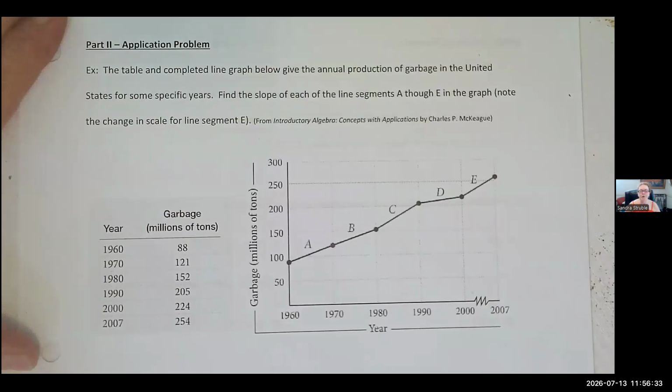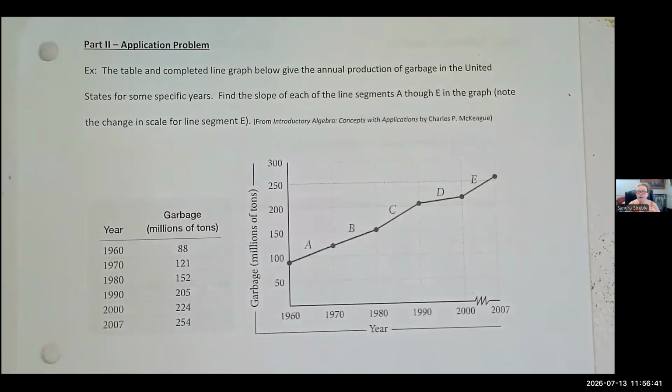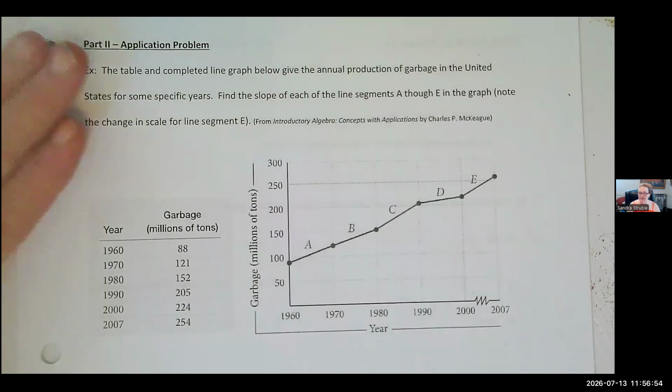Okay, for part two, we're going to do an application problem. It says, example: the table and completed line graph below give the annual production of garbage in the United States for some specific years. Find the slope of each line segment, segments A through E in the graph, and note the change in scale for line segment E. That's because of this point right here.